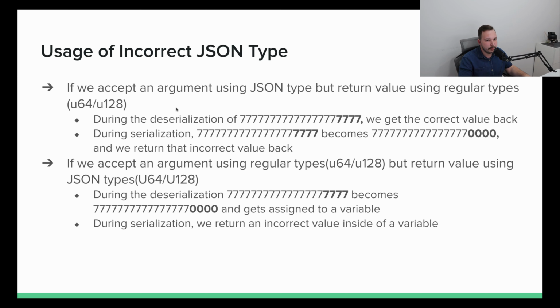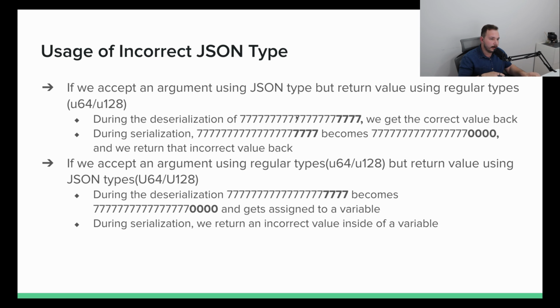So here is an example. If we accept an argument using JSON type but return value using regular types, to be completely safe, we should accept and return values using JSON types, so that in all steps our value is correct. It's not getting truncated or causing any weird behavior. So during the serialization of this value, we get a correct value back because we accept the argument using JSON type.